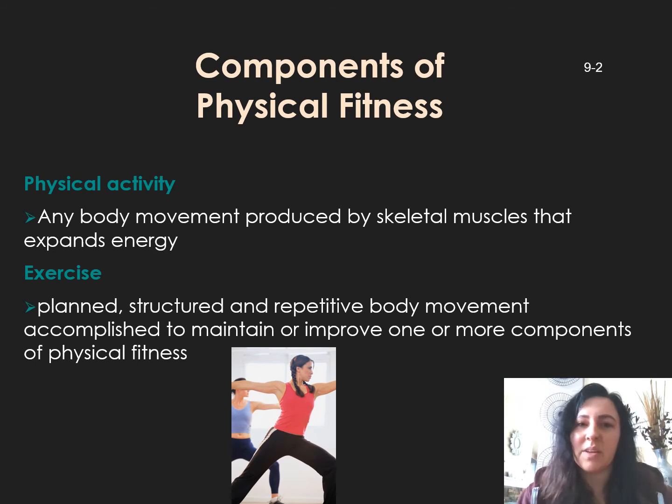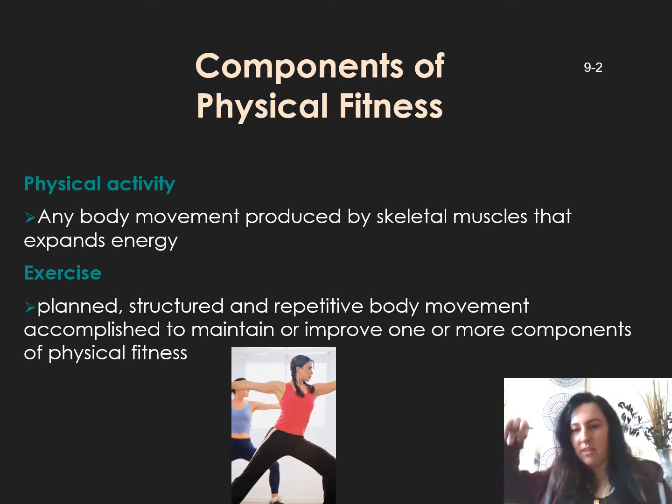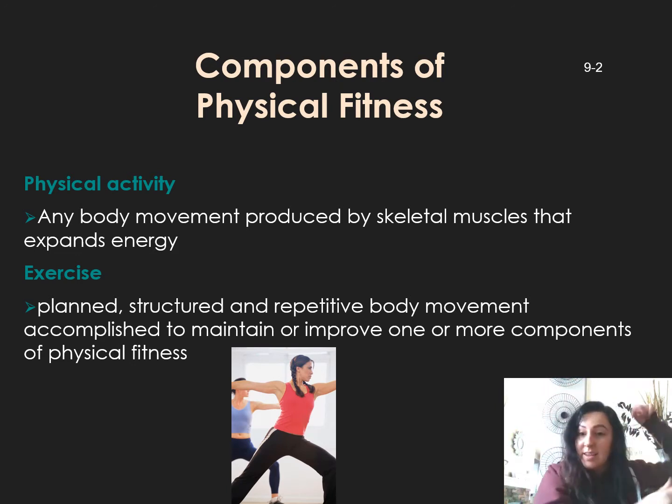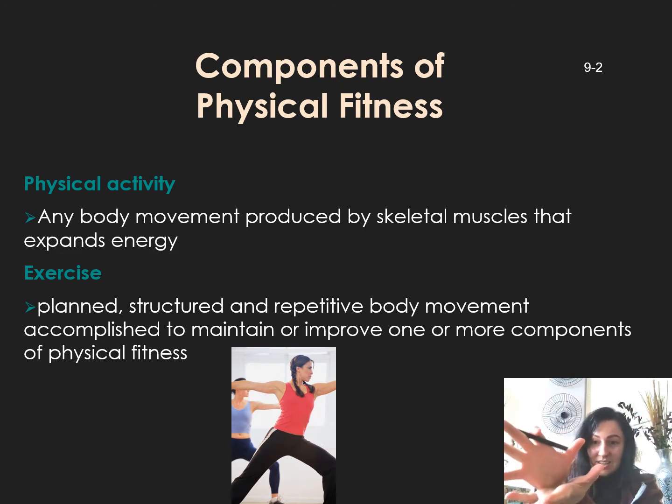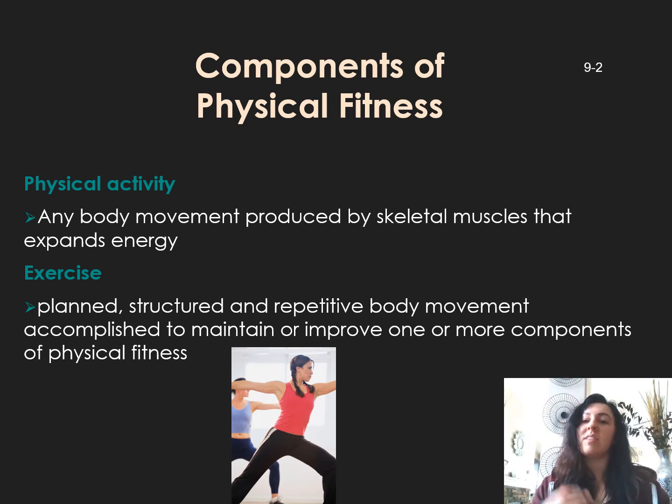It's fine. So, anyways, what are the components of physical fitness? So first of all, we have physical activity, which is really just any movement that's produced by skeletal muscles and expends energy. Okay. And then you have exercise. So this one, exercise, is actually planned, structured, repetitive body movement, and you do this to accomplish or to maintain or improve one or more components of physical fitness.